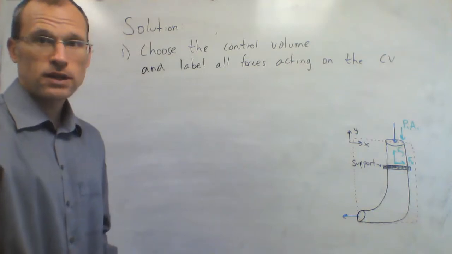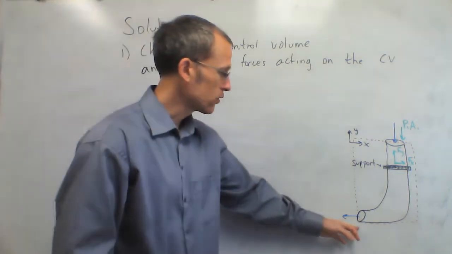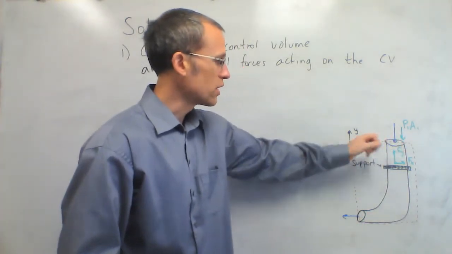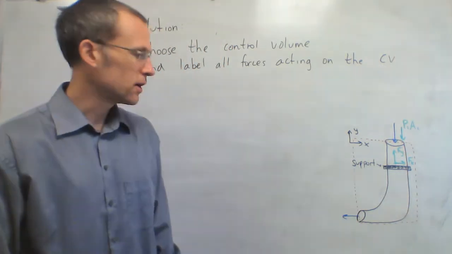So first step is to pick the control volume. So again, I want to have a control volume where I have a perpendicular to all inlets and outlets. So as long as I go straight across the top of this, where it's coming in, straight across down here, where it's coming out, that's all I really care about.